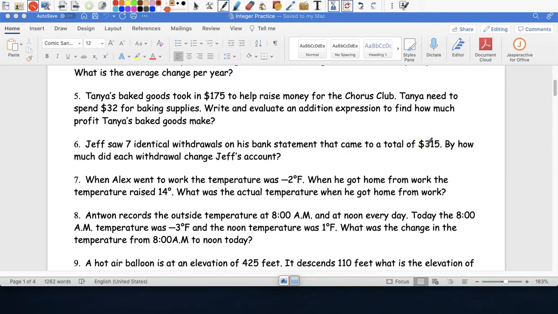So the total is $315. Obviously, if he took money away from his bank, it's a negative, so we represent it by a negative integer. So negative $315, that's what came out of his bank, divided by 7 because he did that 7 times. Every time he made a withdrawal, it changed his bank account by negative 45. Okay.